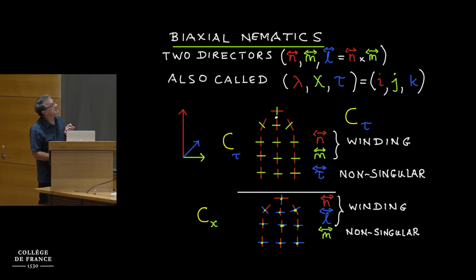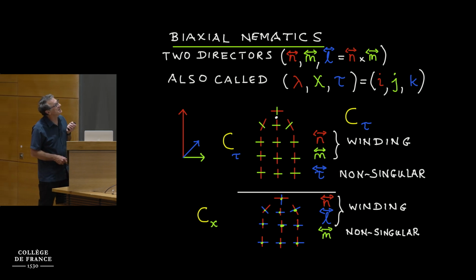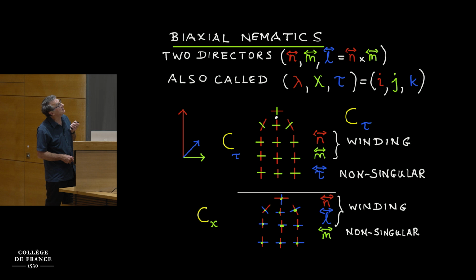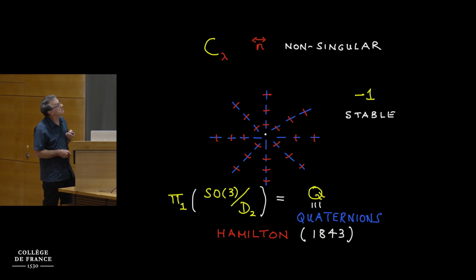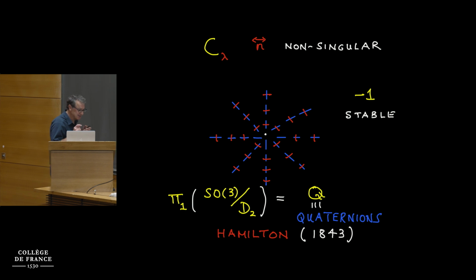And it's actually easiest to label them by the thing that does not wind, the thing that's non-singular. So here C tau means the tau direction, or the L direction here, does not wind. Here C chi means the chi direction, which is green to M, does not wind, and so on. Now, there's another one. There's one more.